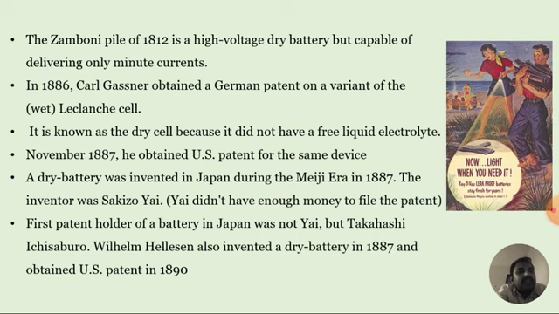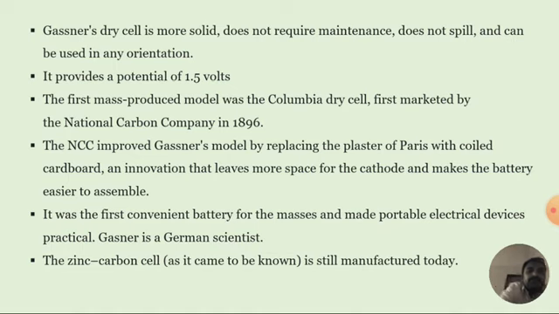In November 1887 he obtained a US patent for the same device, because in every country they have to file a patent. The Japanese scientist Yai did not have enough money to file patents, but he is regarded as the first patent holder in the battery. Wilhelm Hellesen also invented a dry battery in 1887. He obtained a US patent in 1890. They spent almost three years to get the battery patent.